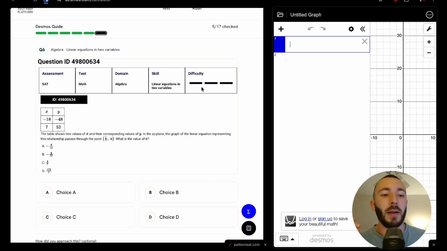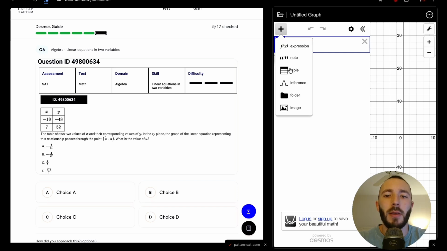These ones get a little bit more complex, but we see that we have a table here, and it says the table shows two values of x and their corresponding values of y. So this is basically like a function. The graph of the linear equation, okay, so we know that this is representing a line. That's helpful. It passes through this point. What is the value of a?